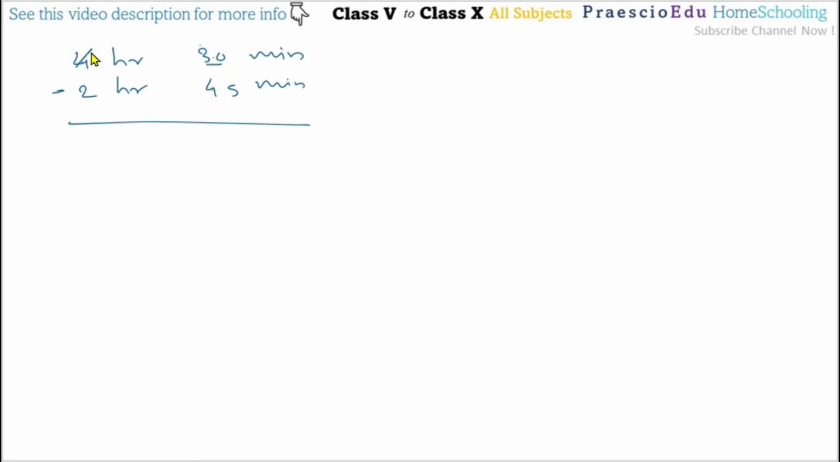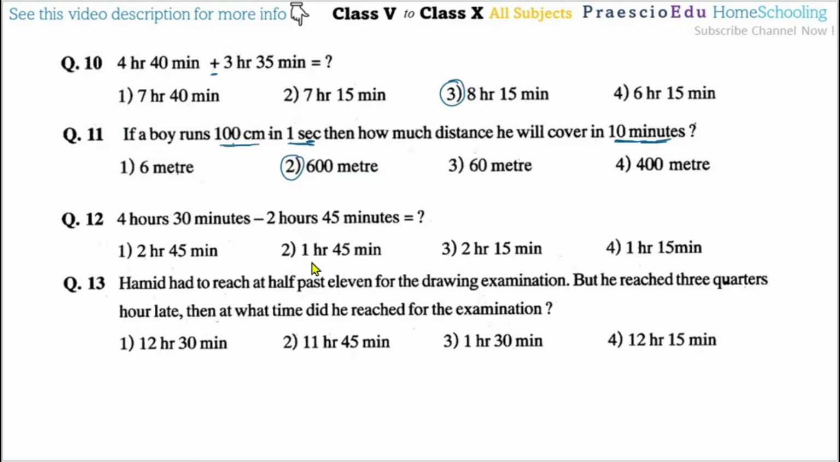So instead of this 1 hour deduction we will add 60 minutes here. So plus 60, it will become 90 minutes, and the hours reduce to 3. Now 90 minus 45 is 45 minutes. Now 3 minus 2 is 1 hour. So 1 hour and 45 minutes, and this is given in option number 2.